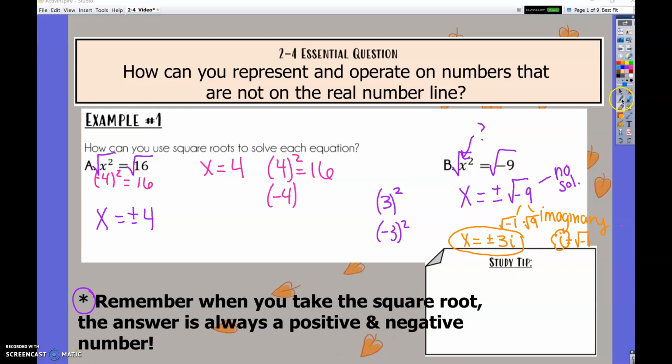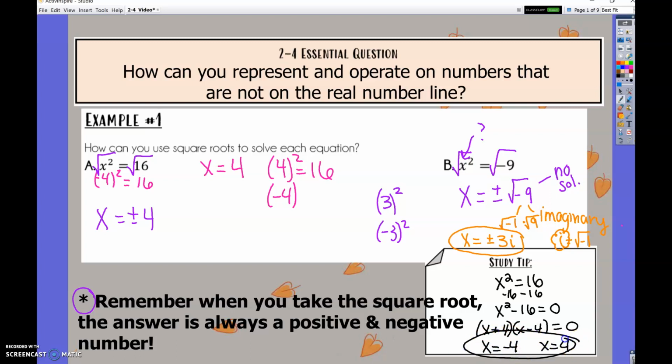For this study tip, they want to mention that if you were given x squared equals 16 again, one way you could solve it, like you have been in section 2.3, is to subtract 16 from both sides, and then think about factoring that. Well, x times x would make x squared, and 4 times negative 4 would make negative 16. So my zeros, x would be negative 4 for this one, and x would be positive 4. Those would give me the same answers as I got in the first part of example 1.